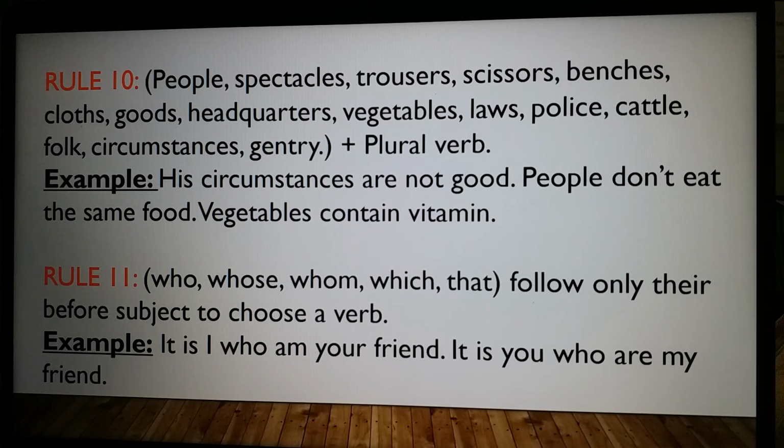Number 11. Who, whose, whom, which, that. Follow only the word before them, the subject, to choose a verb. That means when you see who, whose, whom, which, that in any sentence, you need to use the verb on the basis of the subject used before them. For example, it is I who am your friend. You see who, and after who the verb am is used. Why? Because before who, I is used. Then, it is you who are my friend. In this sentence you see it is you. Before who, you is used, for that reason the verb are is used.